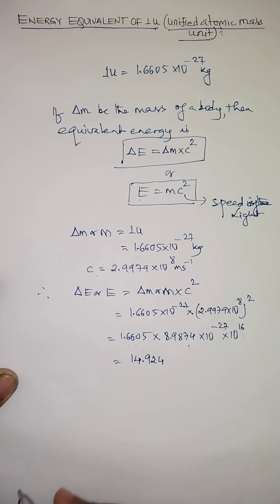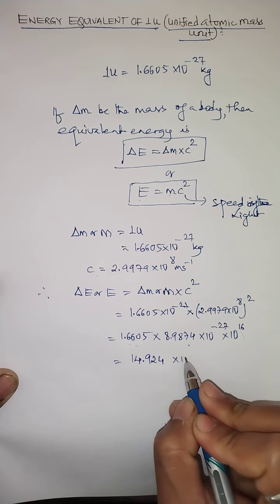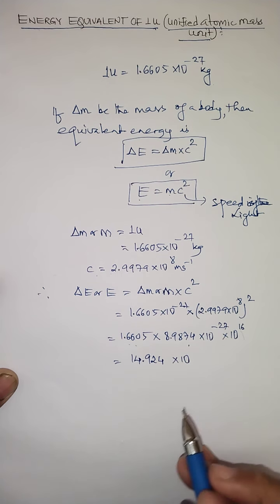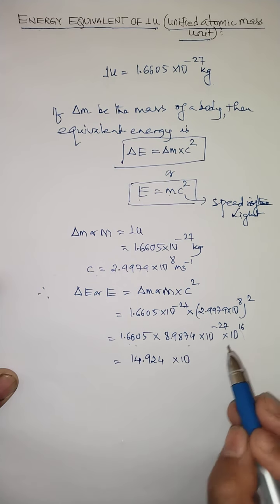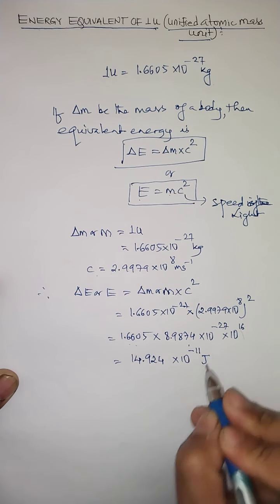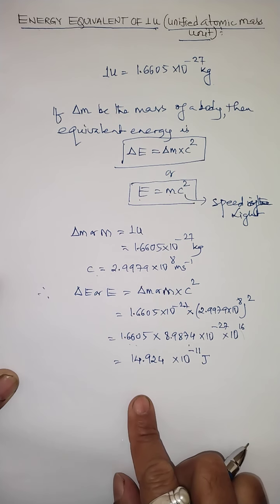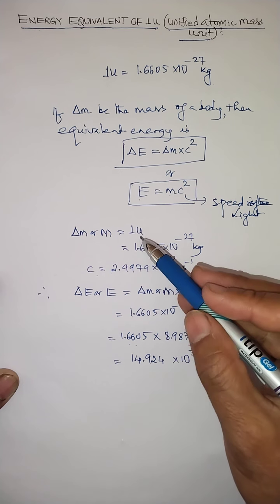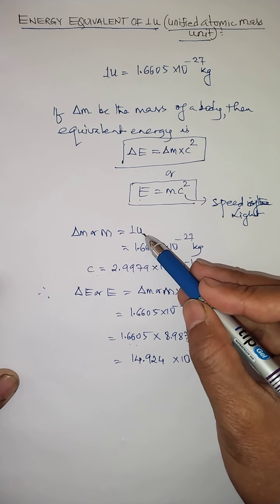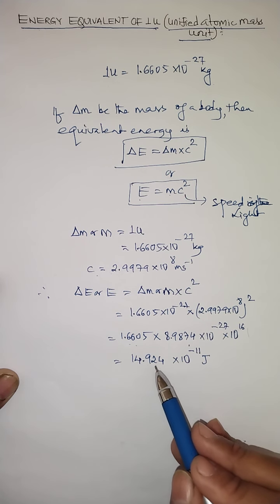So you can check with your calculator. Into 10 to the power, now let me subtract the power. The bases are 10. Minus 27 plus 16 means minus 11. Now this will be in joule. That means the energy which we have calculated corresponding to 1 u, 1 atomic mass unit, is 14.924 into 10 to the power minus 11 joule.